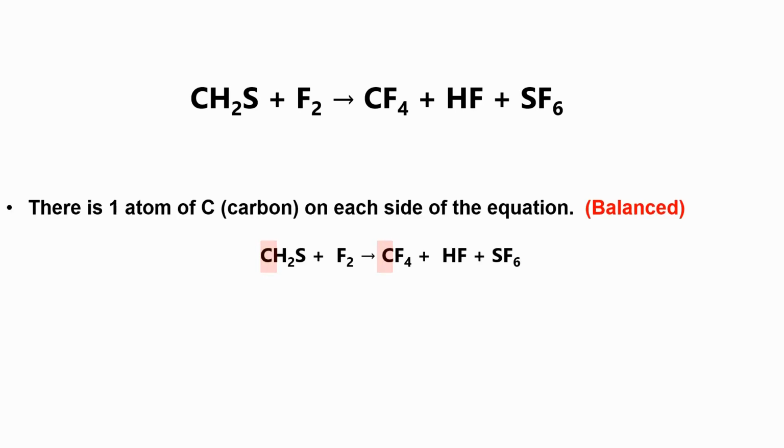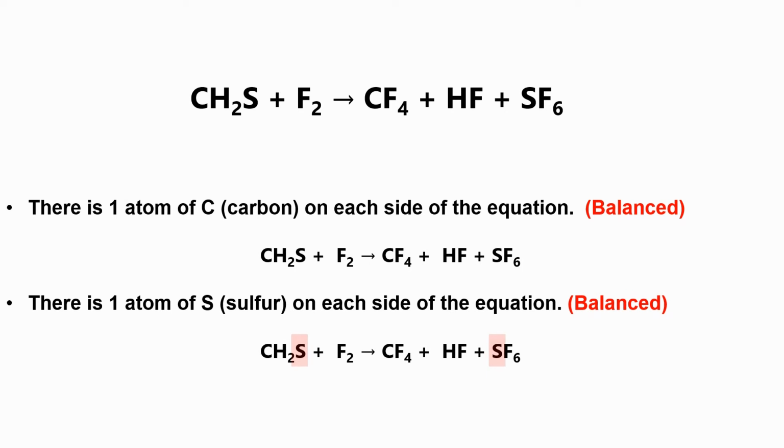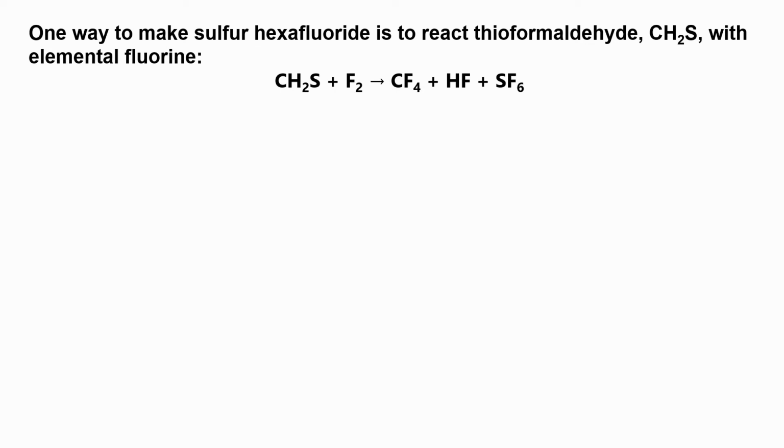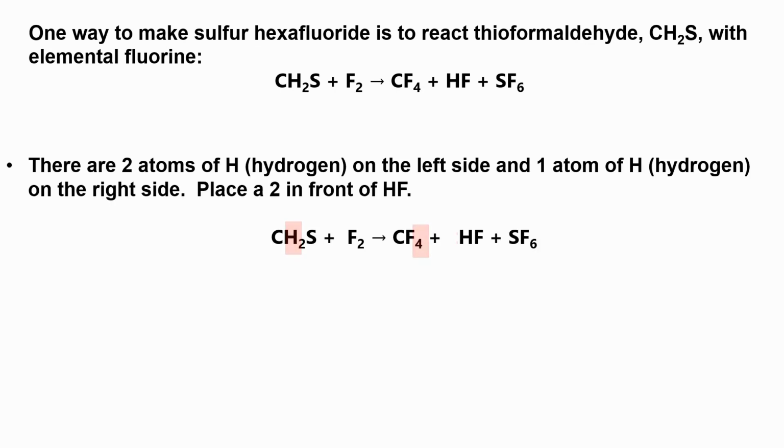There is one atom of carbon on each side of the equation, which means that the carbons are balanced. There is one atom of sulfur on each side of the equation, which means that the sulfur is also balanced. There are two atoms of hydrogen on the left side and one atom of hydrogen on the right side. So place a 2 in front of hydrogen fluoride.